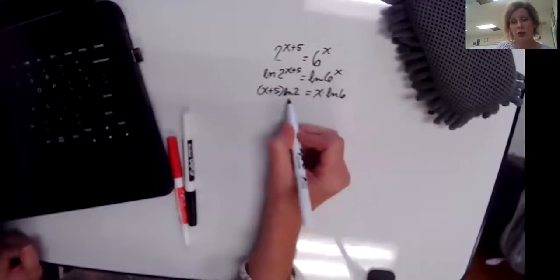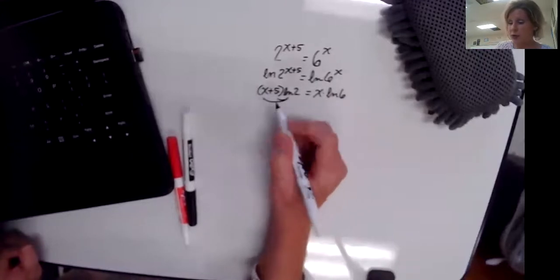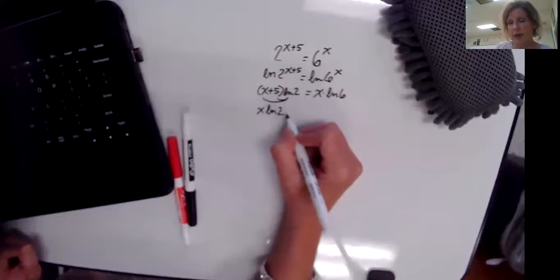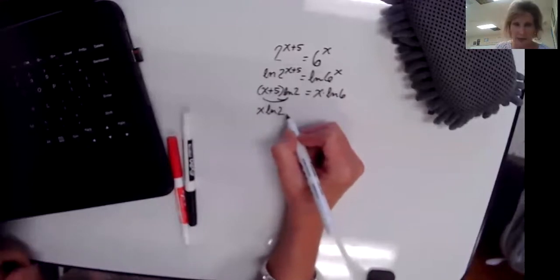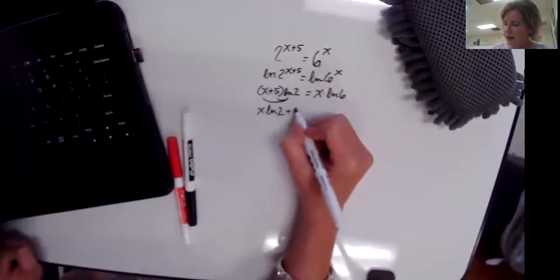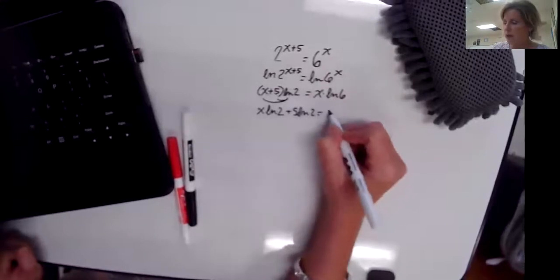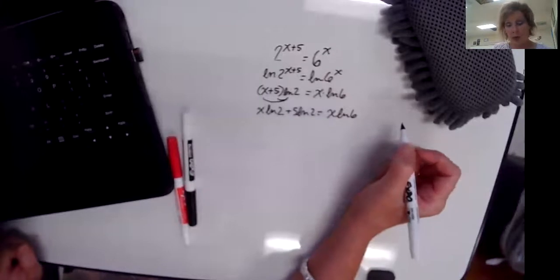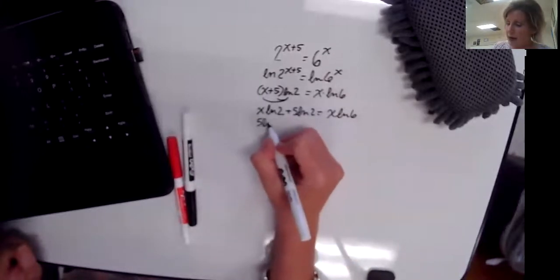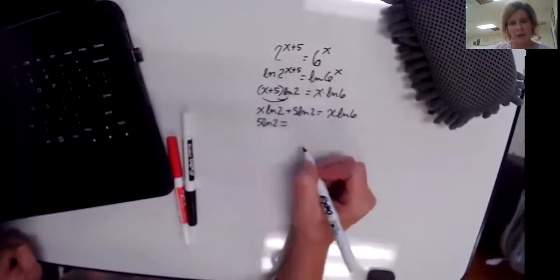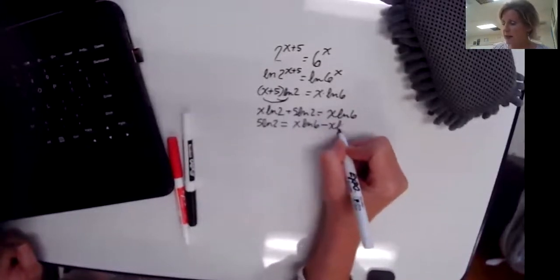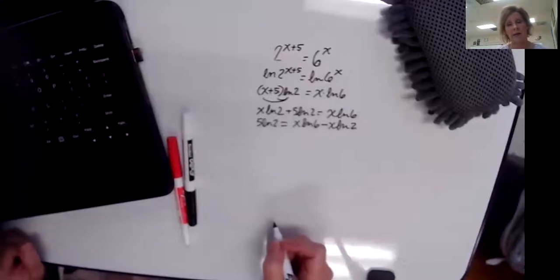Now remember, ln 2 is just a number, so let's distribute. And I'm going to say x ln 2, put the x first, because if you put it last, it's going to look like you mean ln of 2x. That's not what you mean. Plus 5 ln 2 equals x ln 6. Okay? So I need all my x terms on the same side. How about I leave 5 ln 2 on the left by itself, and let's make x ln 6 minus x ln 2 on the right side.